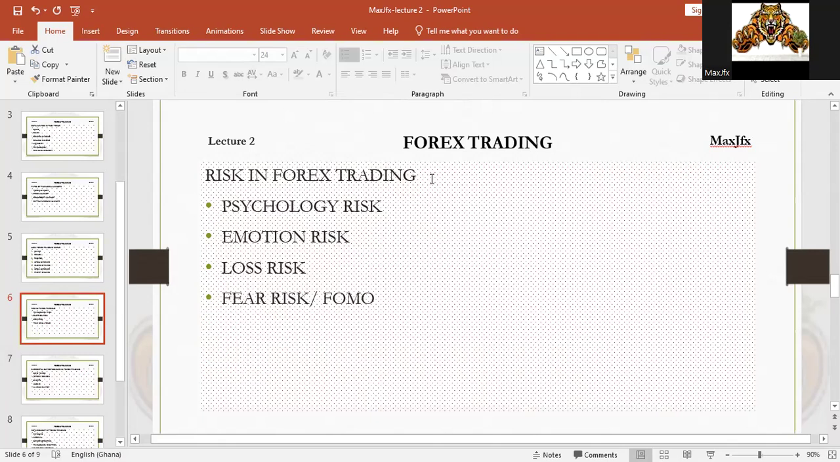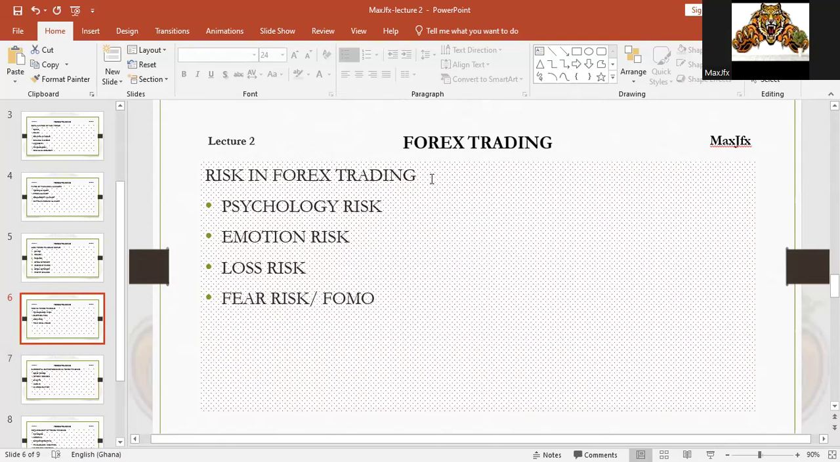And we also have loss risks. It's not always that we're making profits in the forex market. There are times you are going to take losses and you need to accept it. You need to accept those losses in order to move on and grow. But we want to make sure that this loss risk becomes minimal in order to stay profitable. Okay, so the next one is the fear risk, or the FOMO.